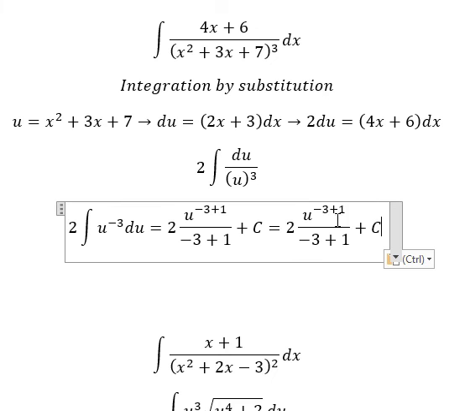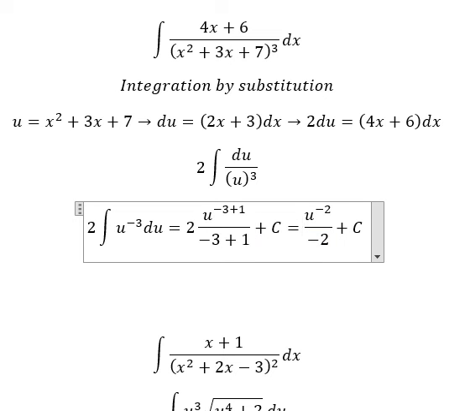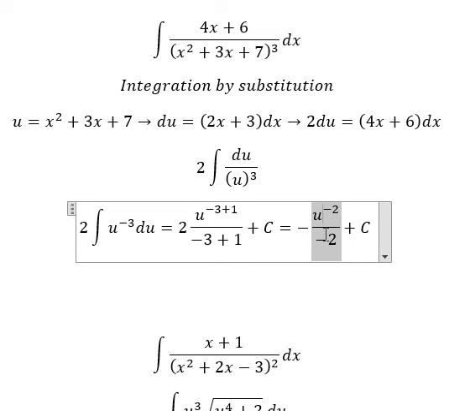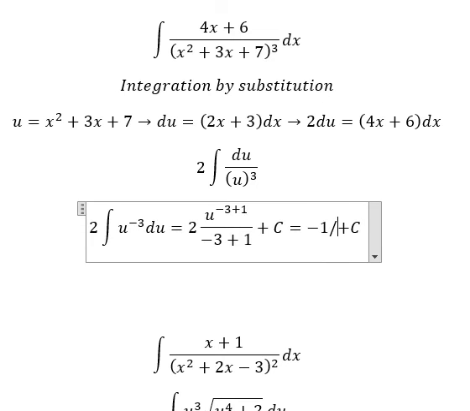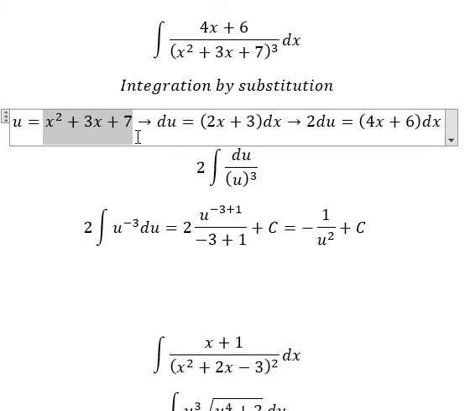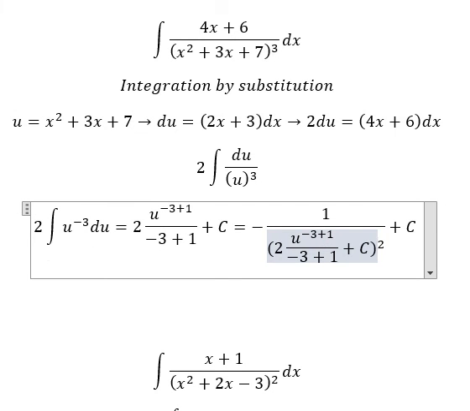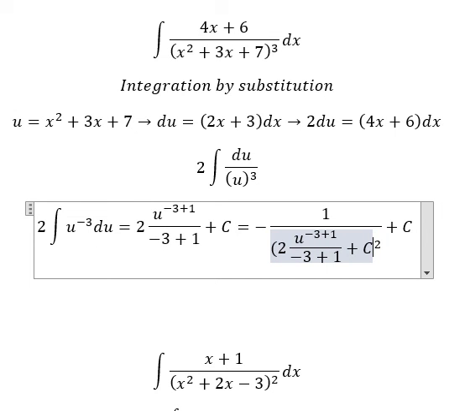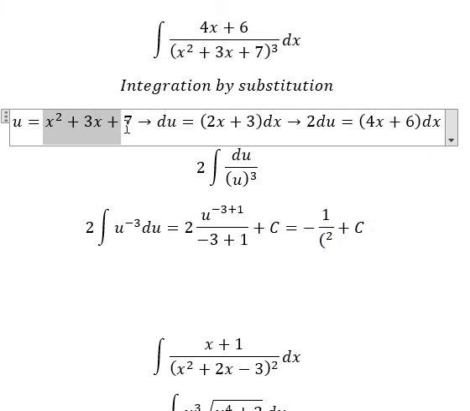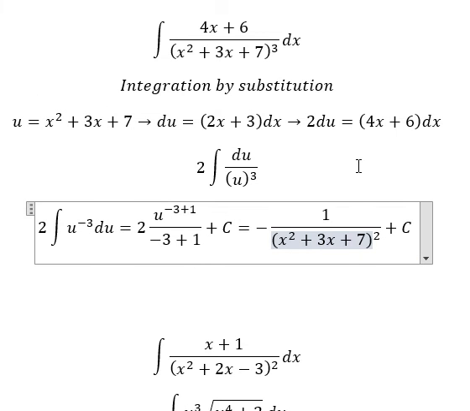Now, this one is negative number 2. This one is negative number 2. 2 divided by 2. Now we have negative sign in here, and we can write 1 over u square. About u, that is this one. And this is the final answer.